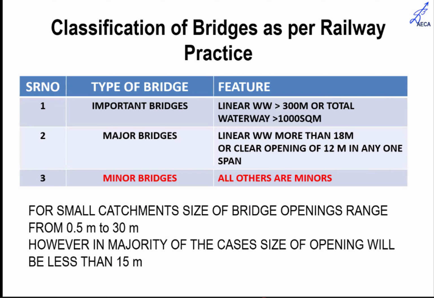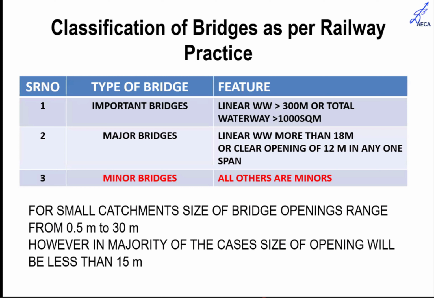Now, this presentation I will make with reference to the railway practice as such. But the principles are applicable equally for the road bridges, and anyway, basically the structures are over the river. So the railway practice is to classify the bridges as important, major and minor. Important bridges are those with the linear waterway more than 300 meters or a total waterway of more than 1000 square meters. Major bridges are those with linear waterways more than 18 meters or a clear opening of 12 meters in any one of the span.